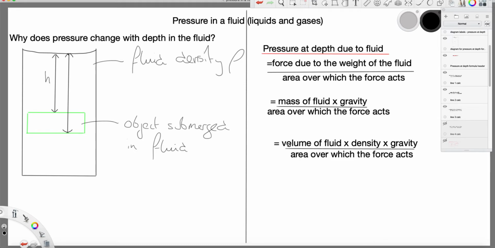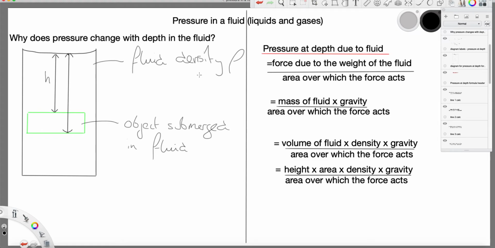So how do we work that out? Well, of course, the mass is the volume times the density. We know that. So mass, volume times density, times gravity over the area. And of course, the volume is the height of the fluid, this h, times the area. If you think about it, if we take this to be a cylindrical object, you have the area here, and you have the height here. So the volume of this fluid would be the height times the area, which is all I'm saying here.